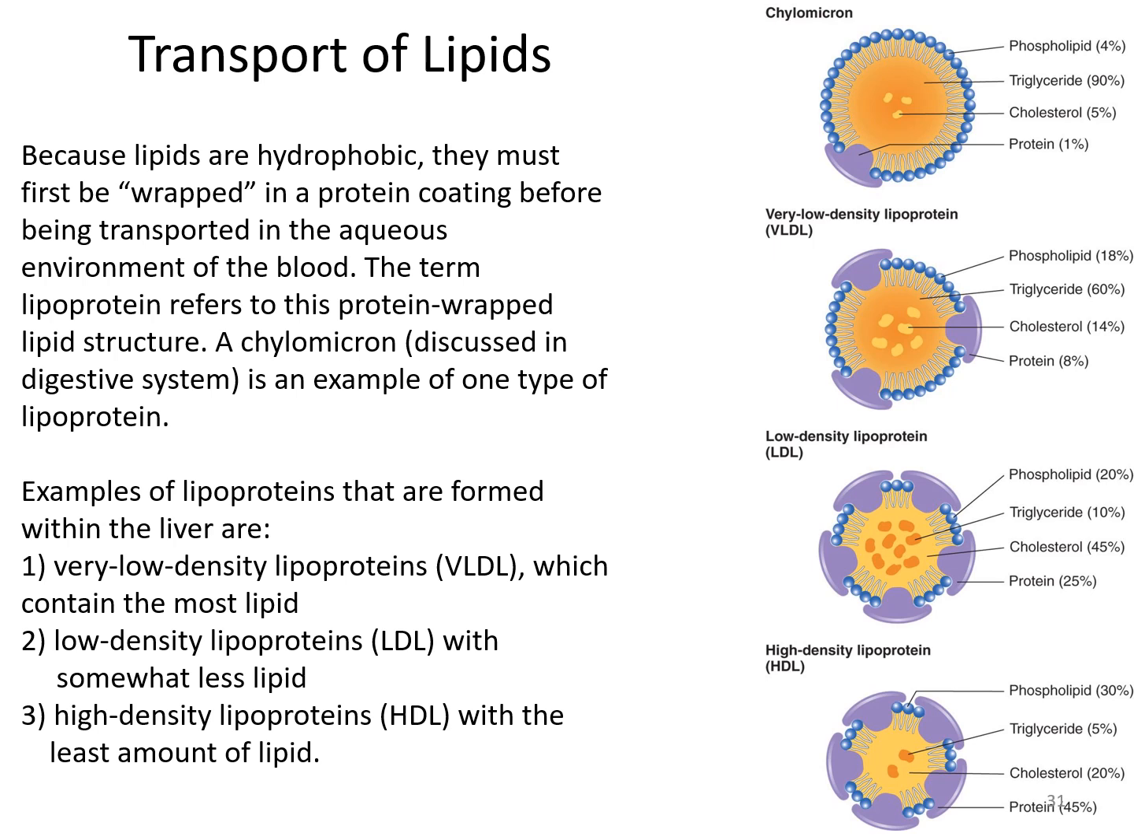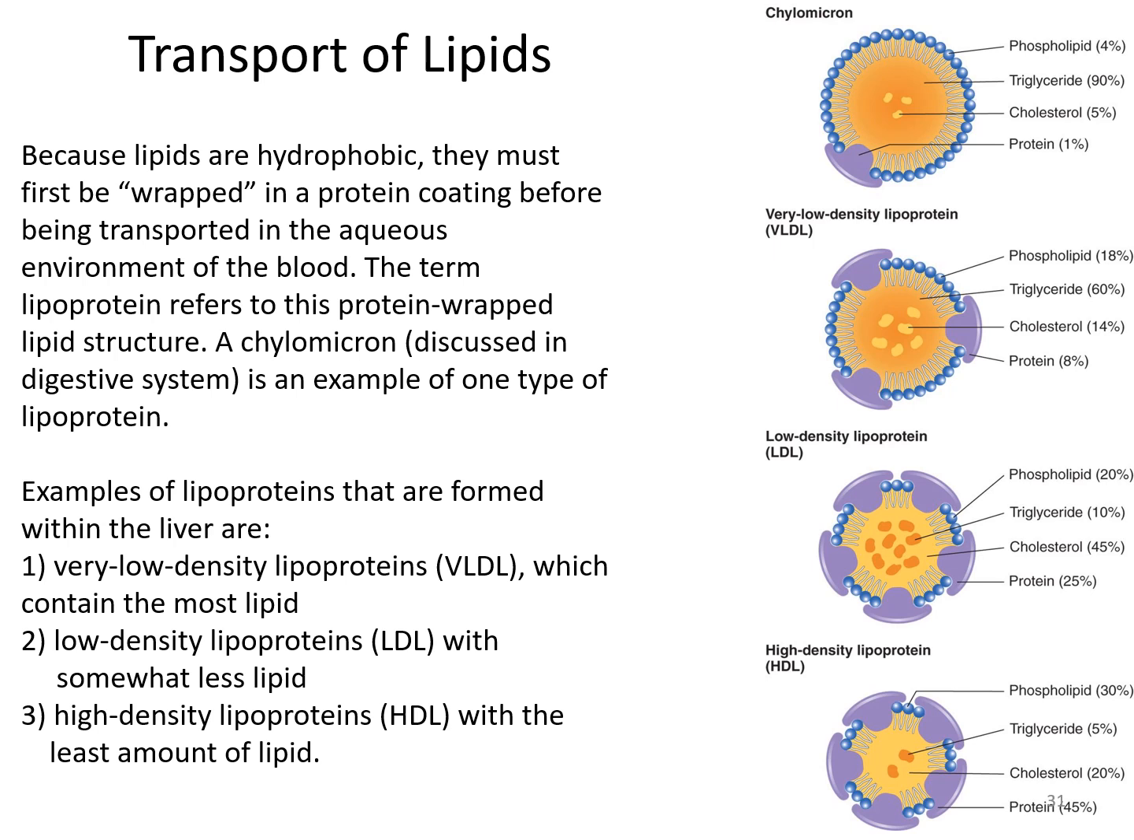So we have to transport our lipids in a special way because they're hydrophobic, so they don't like just free floating throughout the blood. It's just like our lipophilic or cholesterol-based, steroid-based hormones. So we first wrap them in a protein coating, and then we transport them that way. The protein coating kind of protects them from the aqueous environment of the blood. The term lipoprotein refers to this protein-wrapped lipid structure.